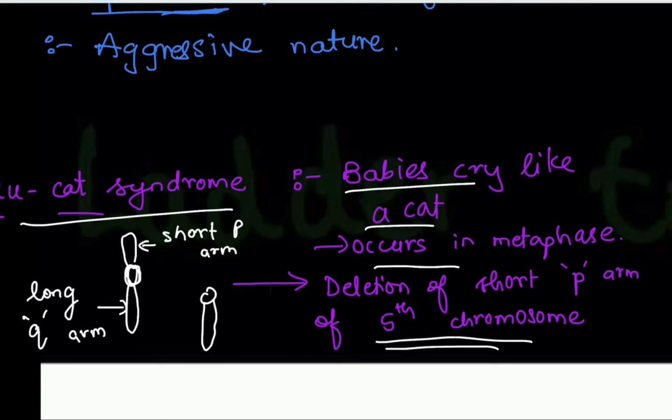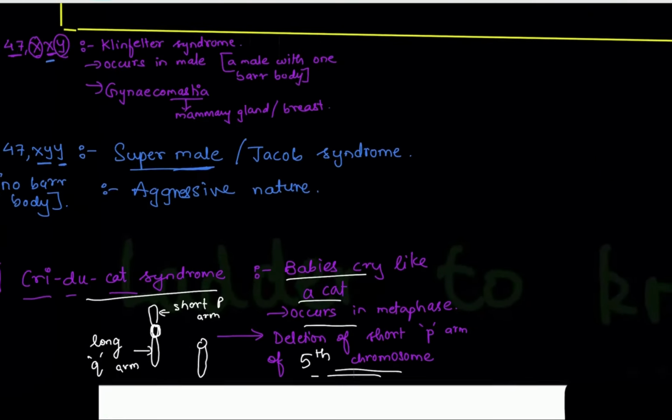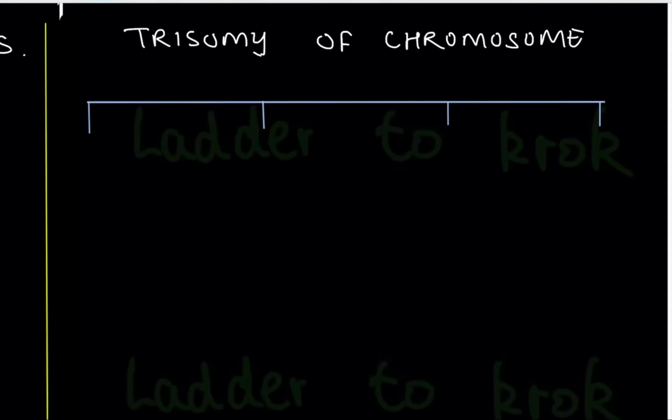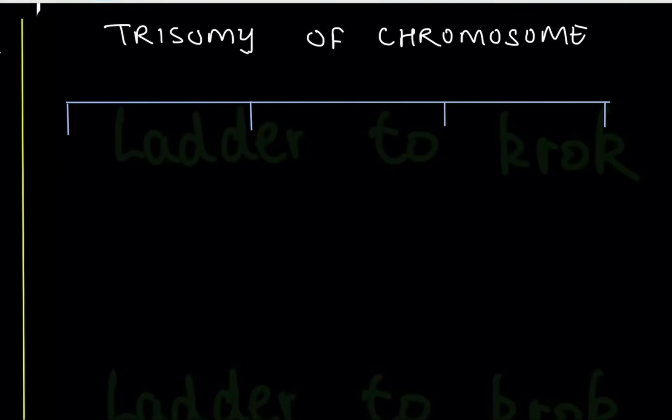And this happens on the 5th chromosome. That also you should remember. So write down, it happens at the 5th chromosome. Very important. Okay. Now let's do some of the trisomy of the chromosome. Trisomy means normally we have a pair of chromosomes, right? A pair of chromosomes means normally we have 2 chromosomes together, like this. But if there is one more chromosome coming, then we call it trisomy of the chromosomes.